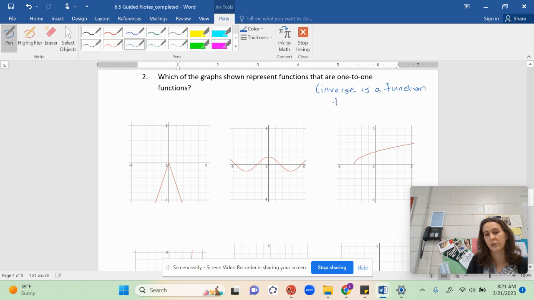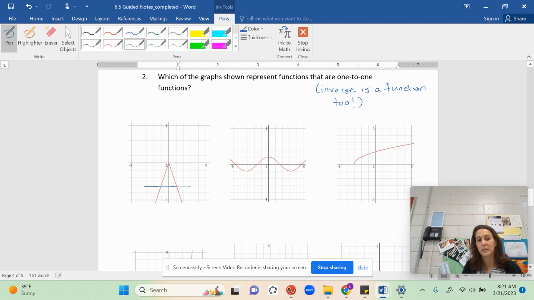The inverse is a function too. Okay, so let's look at the first one. We do see this as a function because it does pass the vertical line test. It never crosses a vertical line more than once. But does it pass the horizontal line test?